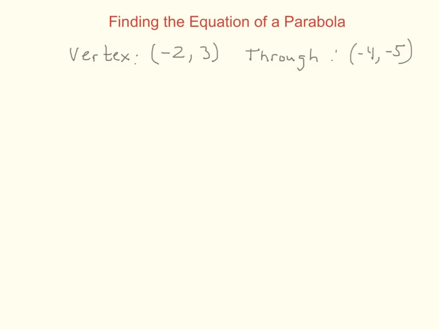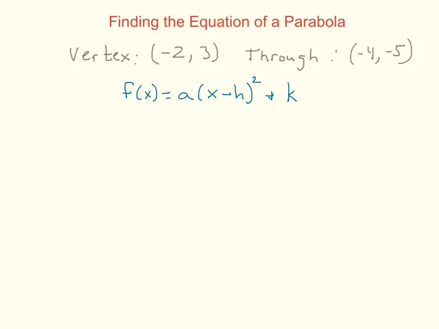Another thing they're going to ask you to do is find the equation of a parabola through a particular point. So in this case, I have a vertex. The vertex is at, in this case, negative 2, 3, and it's going to go through the point negative 4, negative 5. Well, to do this particular problem, I'm going to use that standard form that we had before. So f of x equals a times the quantity of x minus h, that quantity squared, plus k. And I'm going to plug in what I know right now, the vertex.